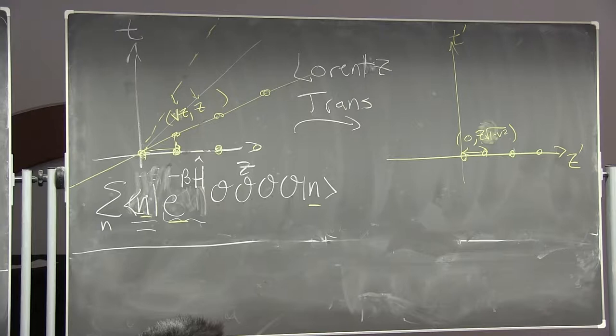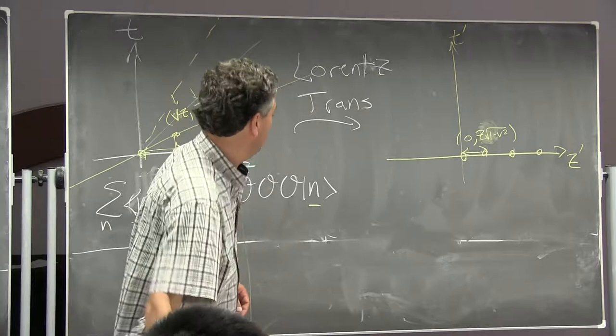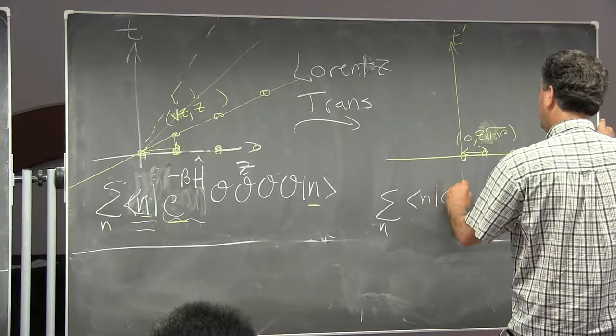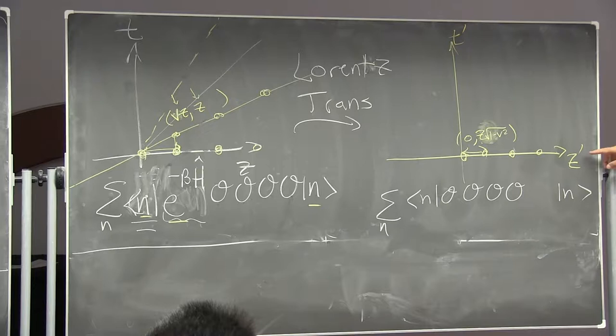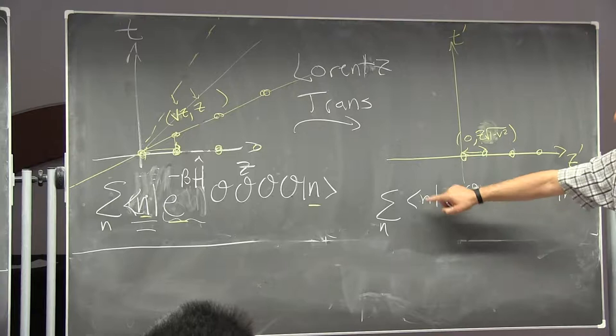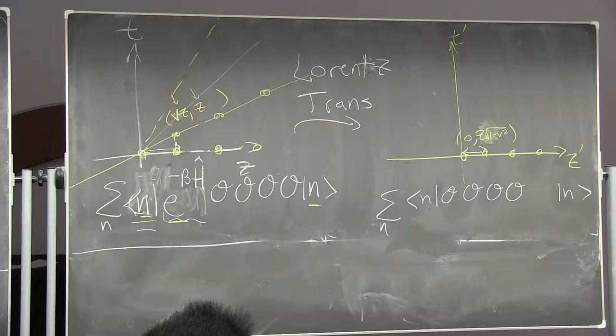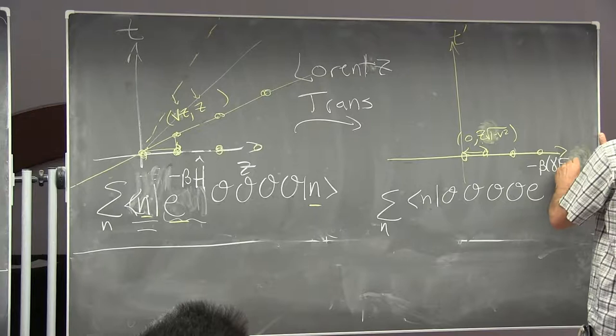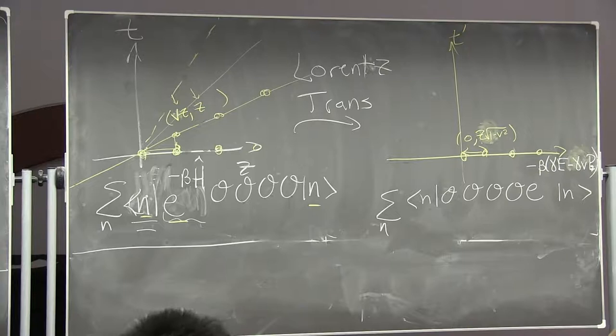Okay? And over here, my operators are described by a sum over a complete set of states, and the statistical function describing with what weights I should pick different states in this system, which is a plasma moving past me. And a plasma moving past me is described by e to the minus beta gamma (E minus v p_z). That's the appropriate statistical factor for weighting states in a plasma which is moving past you. And you know that because this is the Lorentz transform of this.